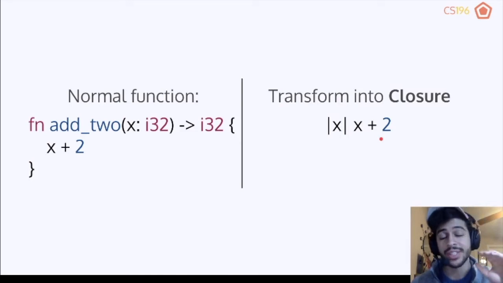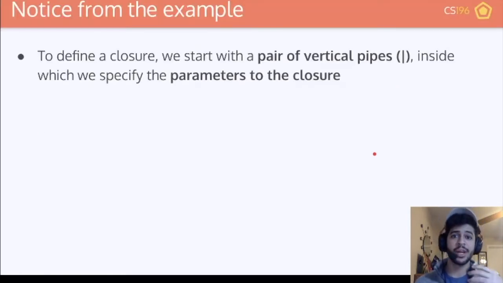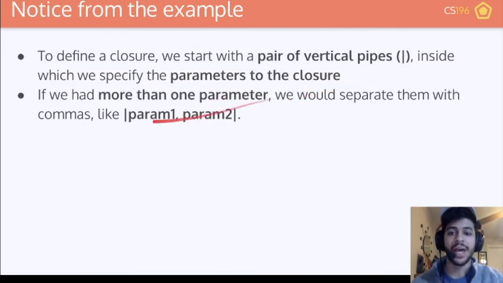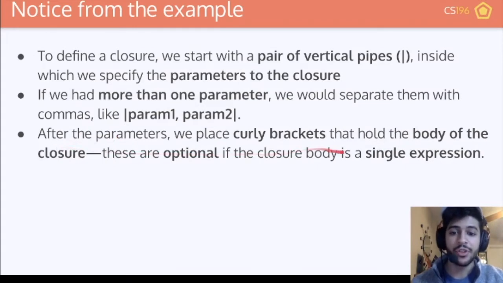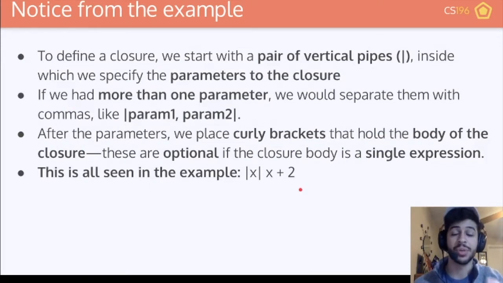If you guys have any questions about closures, drop them in the chat, but I hope it's made sense so far. So these are some things that I want you guys to notice from the example. To define a closure in Rust, we need to start with a pair of these vertical pipes, and inside we specify the parameters to the closure, just like a function. And if we had more than one parameter, they're just comma separated, just like a function. And after the parameters, we place curly brackets that hold the body of the closure, just like a function, but these are optional if the closure body is a single expression, and you saw how we did that with this X being transformed into X plus 2.